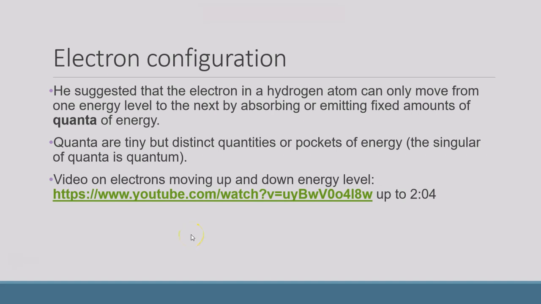Keep in mind that what we're learning now is very confusing to conceptualize, and we have to use a lot of imagination. So using visual aids is very useful. I find this video to be very useful on helping us to understand the way that electrons move up and down energy levels, and I will include this link in the description.